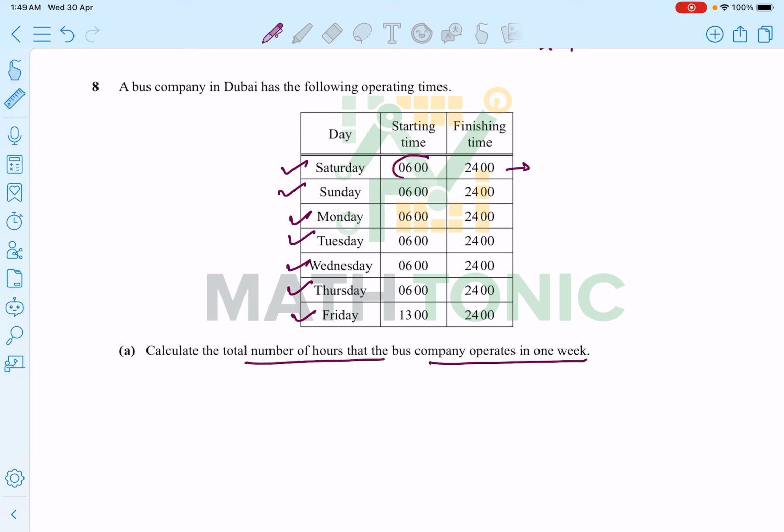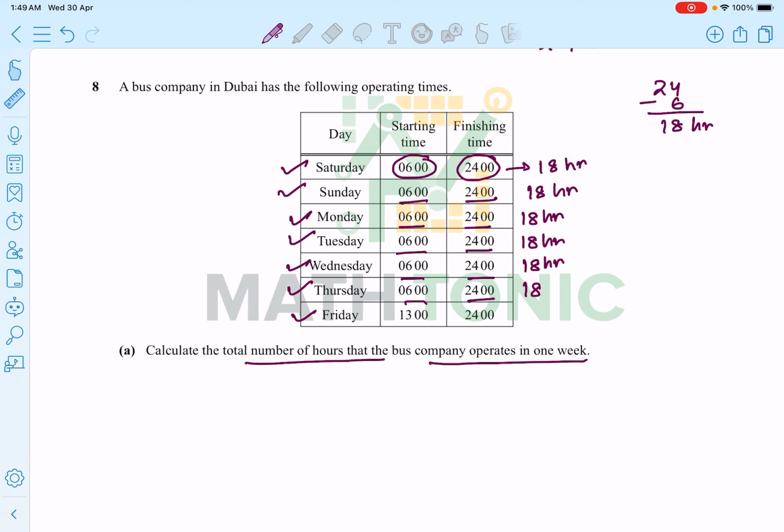If you see, this is 6 and this is 24. So very simple, 24 minus 6, it will be 18 hours, right? This is exactly the same, 6 to 24. This is also 18 hours. 6 to 24, this is also 18 hours. This is also 18 hours. 6 to 24. So all these durations should be 18 hours.